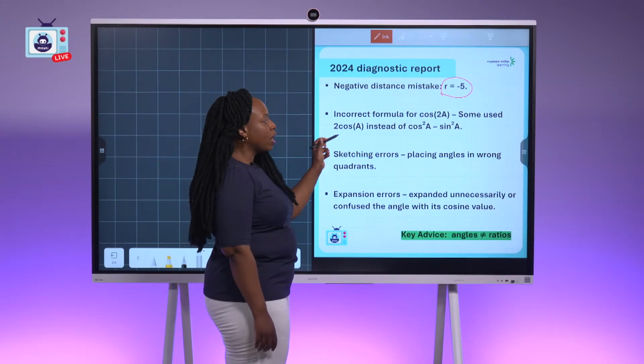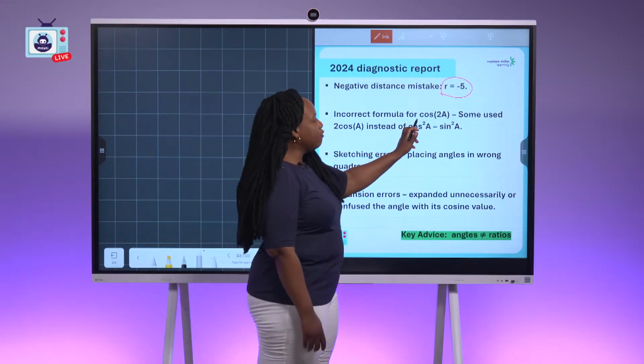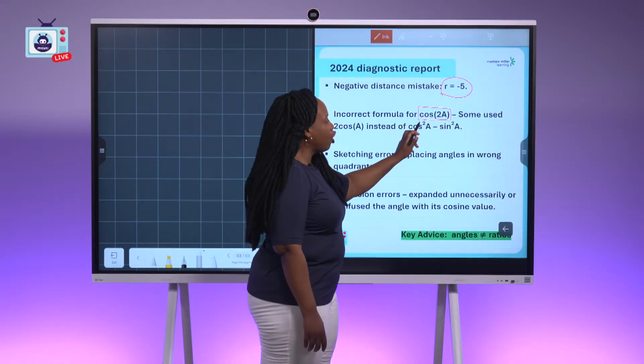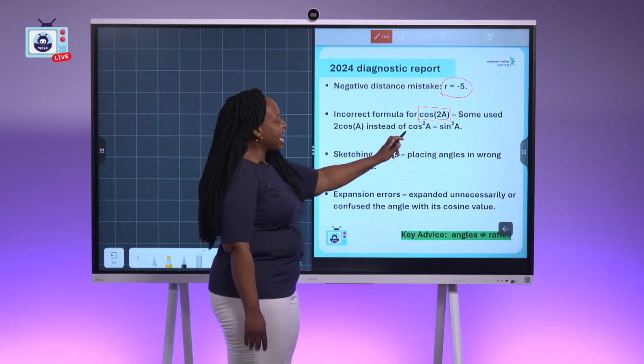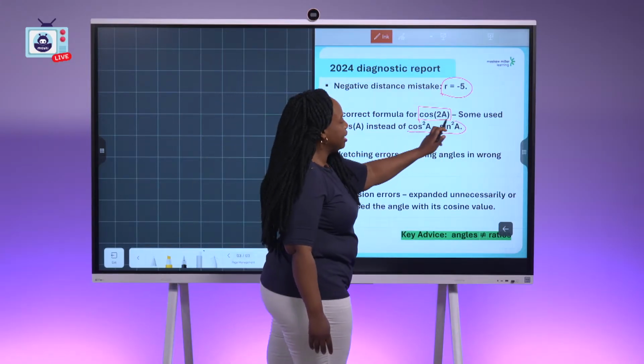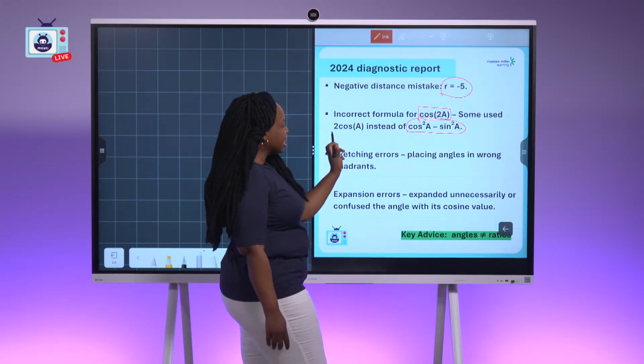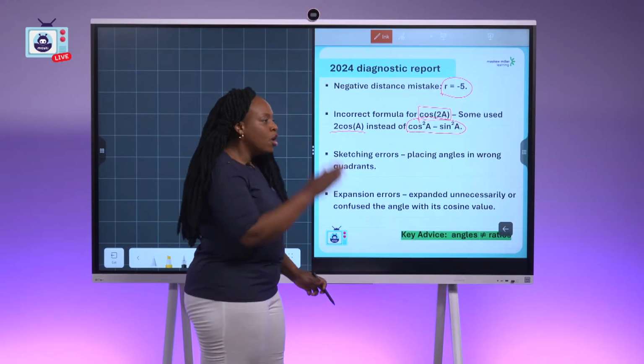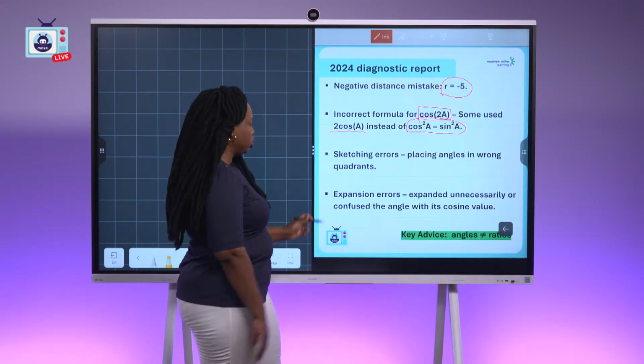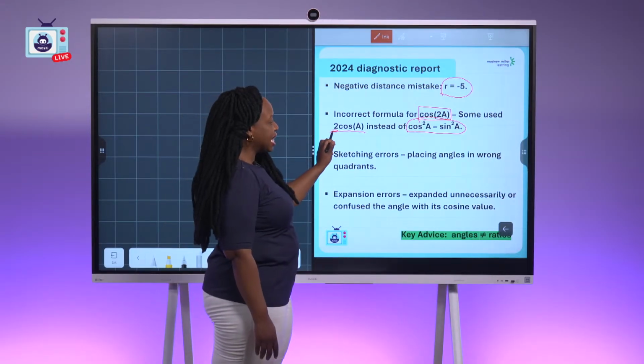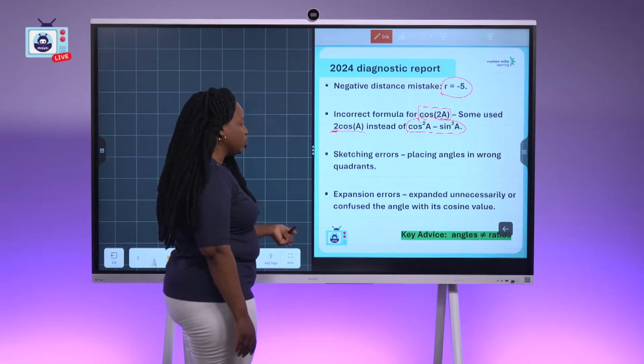The other one is where they make a mistake when they have to write a double angle of cos. Instead of writing it as cos squared of A minus sine squared of A, they just take the 2 from the angle to be the coefficient. So you can see what is the error there, right? So please pay attention to that.